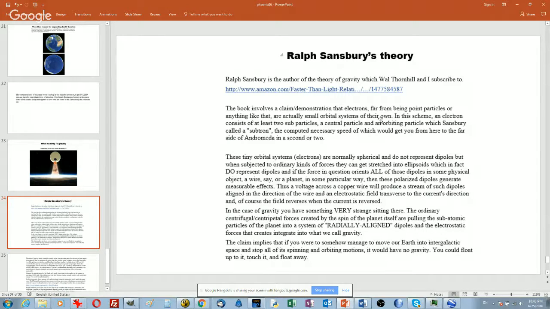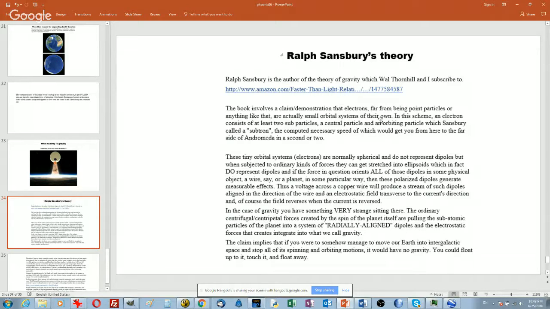Now, Ralph Sansbury claims that an electron itself was a terribly tiny orbital system of its own, with at least one central particle and at least one orbiting particle, the charges of which would sum to the charge for an electron. And the neat thing about Sansbury's theory is that it doesn't come from any sort of back-of-the-book type search for an answer involving gravity or anything like that.